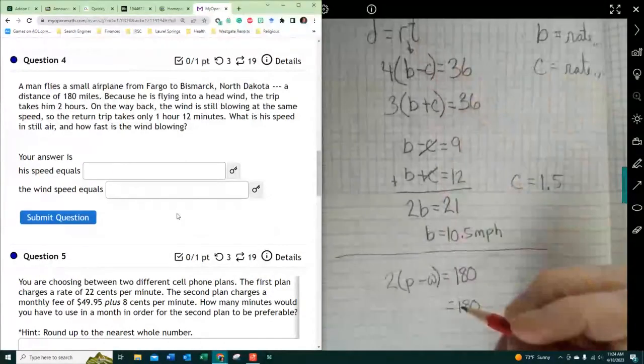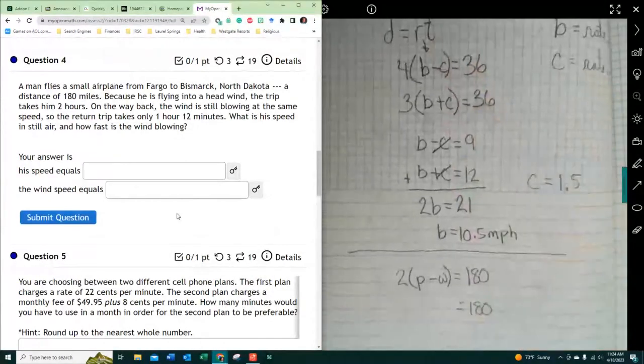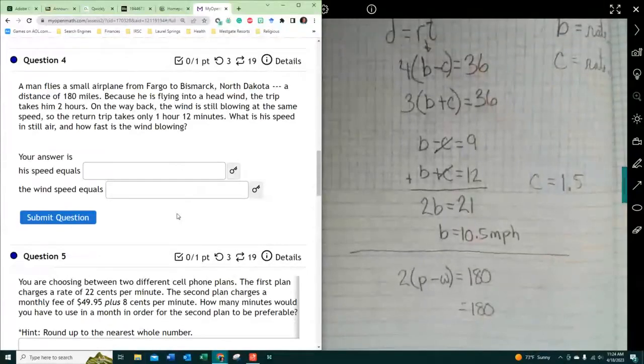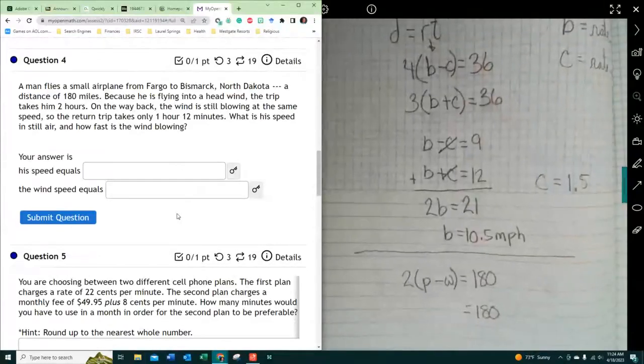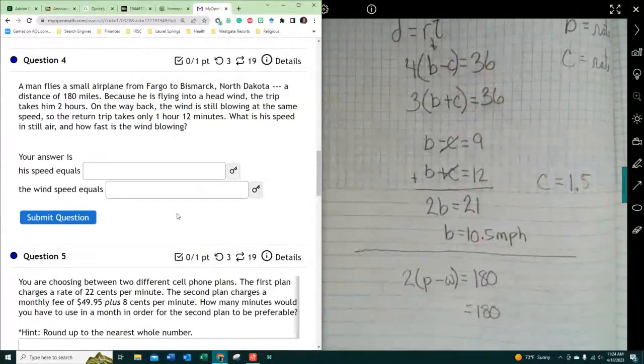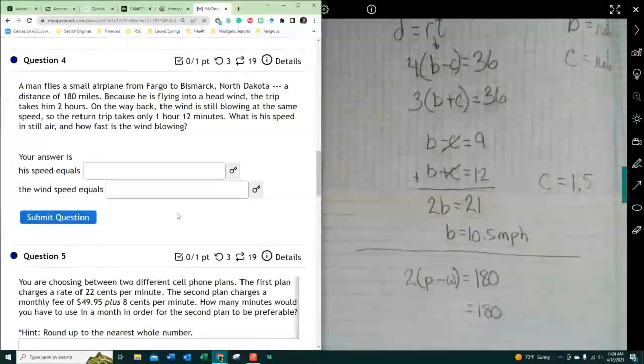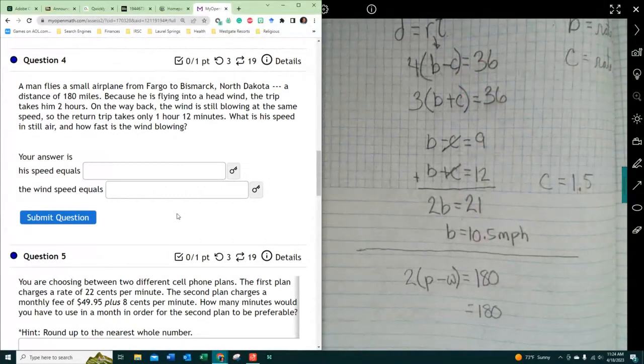Okay. Now here's the next tricky part, is that it says 1 hour and 12 minutes. Now we can't put 1.12. The reason why is because that's not how you express 12 minutes as being part of the hour, because there's only 60 minutes in an hour. There's not 100 minutes in an hour. If it was 100 minutes, yes, we would be fine.